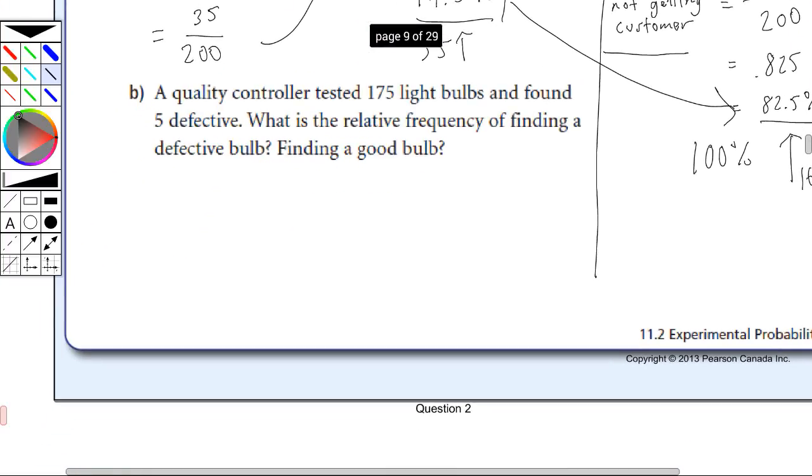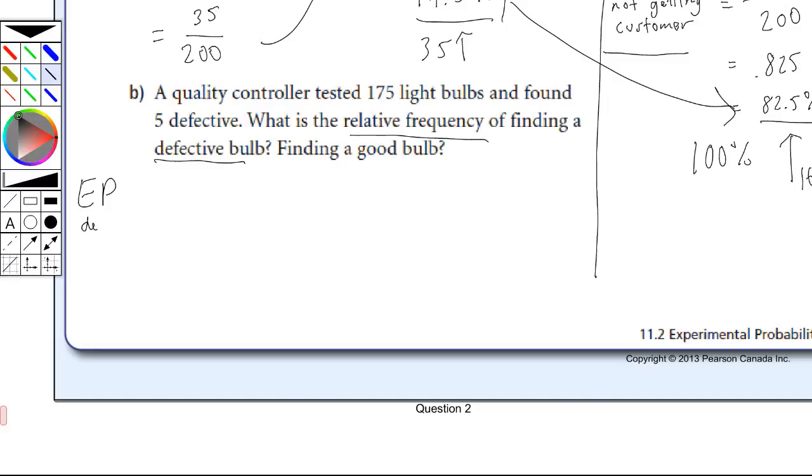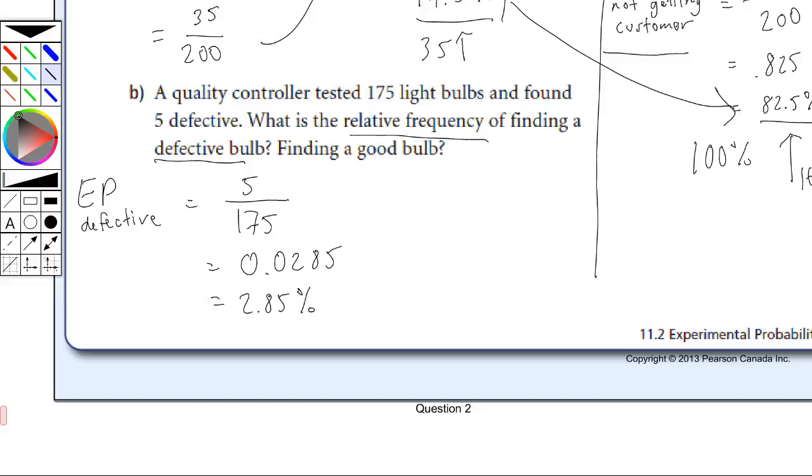Question B. A quality controller tested 175 light bulbs and found 5 defective. What's the relative frequency, or in this case, we're going to call it experimental probability, of finding a defective light bulb? So the EP of finding a defective bulb, which means not working, equals the number of outcomes, 5 defective, divided by a total of 175. So 5 divided by 175 is equal to 0.0285. If we multiply that by 100, we move the decimal 2 places and make that 2.85%. So 2.85% of the time, we got a defective light bulb.